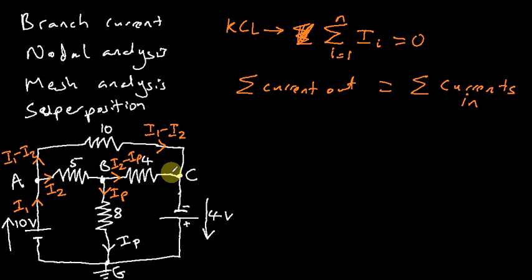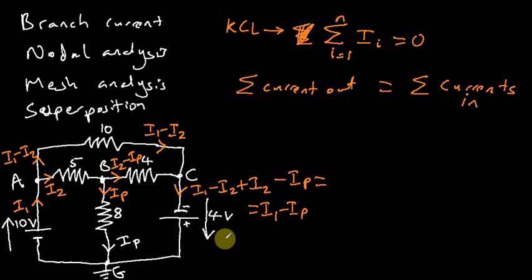So the current coming into node C, you have one current called I2 minus IP coming into node C. You also have another current, I1 minus I2, coming into node C. Now that means that the current coming out of node C will be equal to the sum of currents coming into node C. So that means you have I1 minus I2 plus I2 minus IP, which is simply equal to, well, let me write that down here, I1 minus IP.